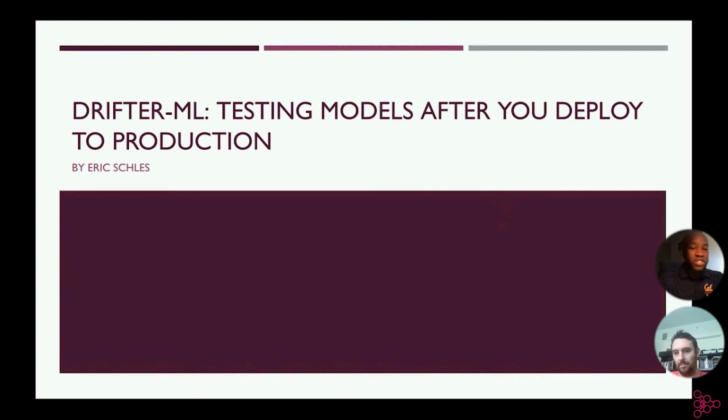Today we have Eric Schles, who is a data scientist from Johns Hopkins University. So a little bio about Eric. Eric is a principal data scientist at Johns Hopkins University. He's also a PhD student at CUNY Graduate Center in New York, and he's studying machine learning and category theory.